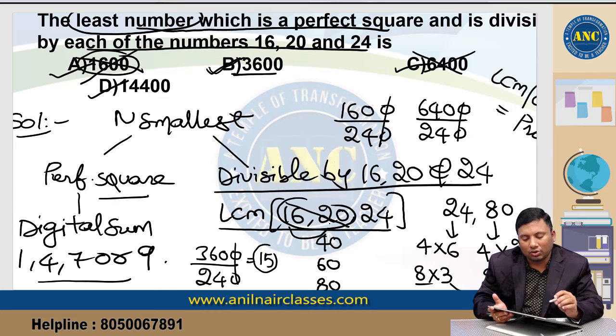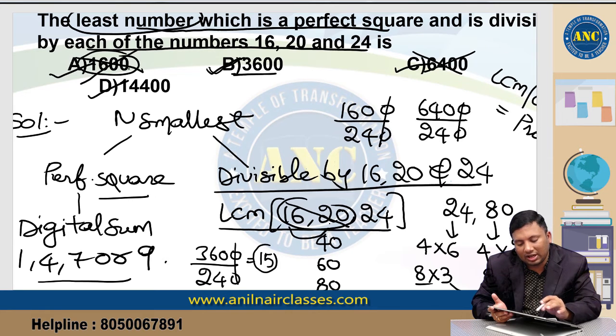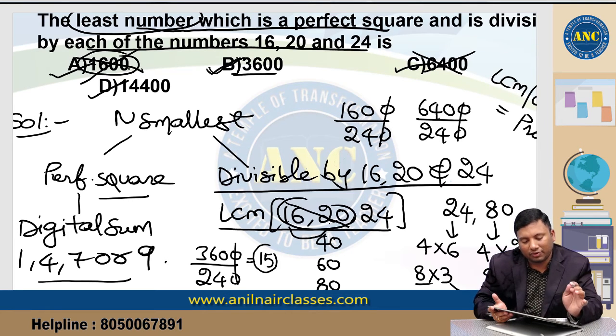This is the generic way. The best way is to check whether the answer options are divisible by 16, 20 and 24. Now if you observe, 1600 is divisible by 16, 1600 is divisible by 20, but 1600 is divisible by 24? 24 sixes are 144, 160. 1600 is not divisible by 24. So the first option is out. Third option, 6400: 16 it is divisible, 20 it is divisible, 24 you can check. Similarly you can check using the answer options. I hope the idea is clear.